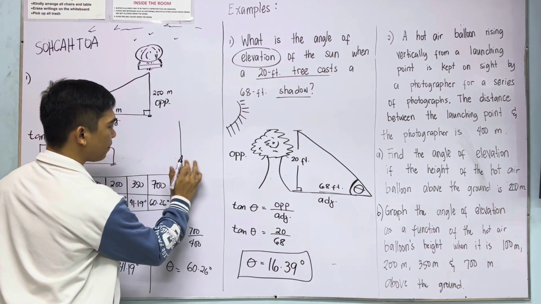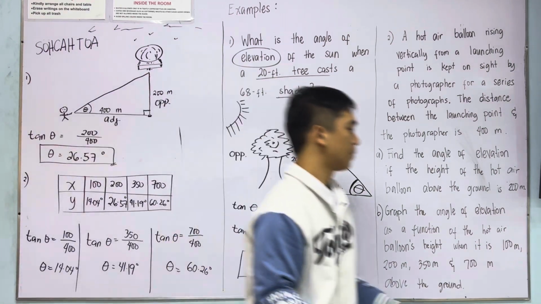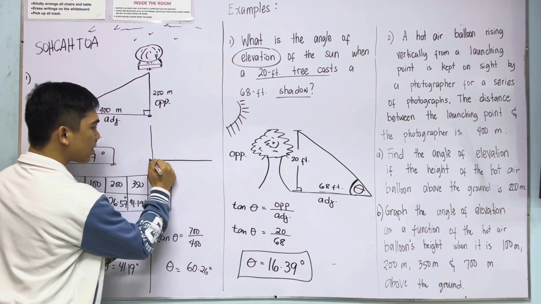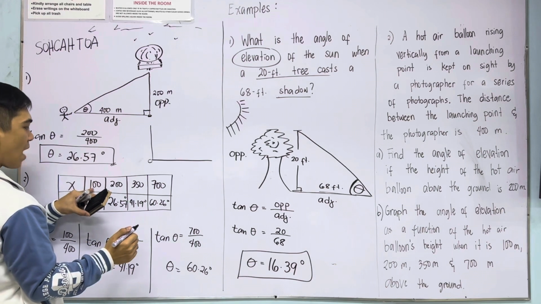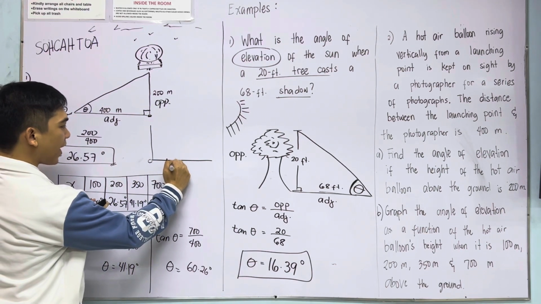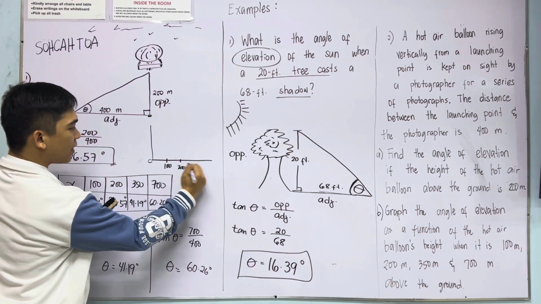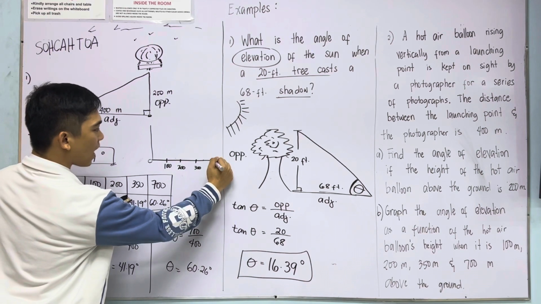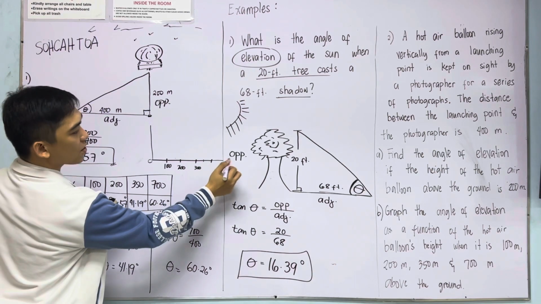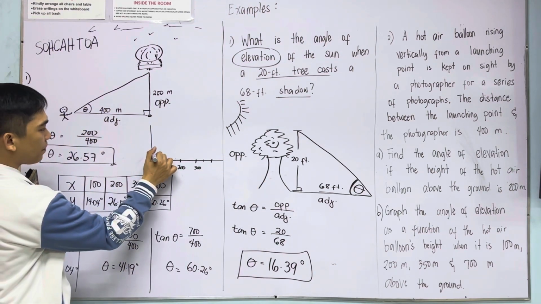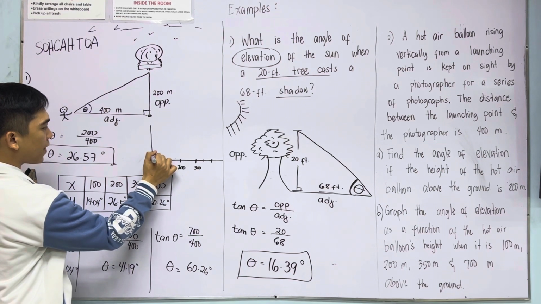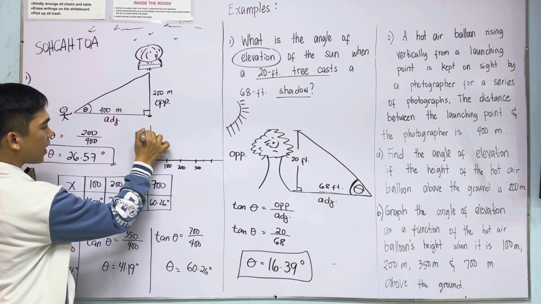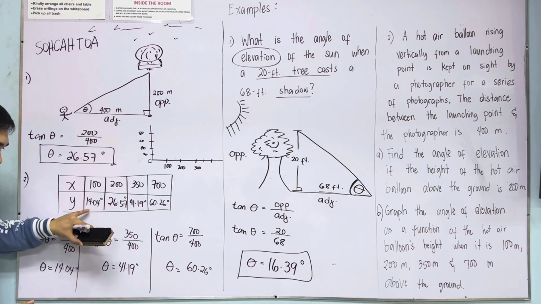O, paano mag-graph? So, pag graph natin siya, dito yung starting natin, let's say 0. Tapos, 100, 200, dito si 300. But we're looking for 350 lang. So ito yung hahanapin natin. Tapos, 400. Tapos dito, let's say, tig 20. 20, 40, 60, 80.